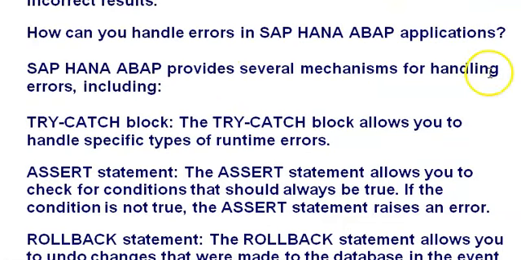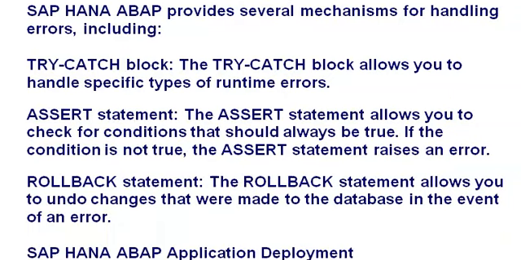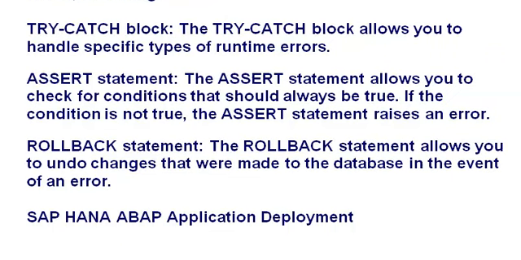Now, how can you handle the errors in SAP HANA web applications? SAP HANA web applications provide several mechanisms for handling errors, including try-catch block. The try-catch block allows you to handle specific types of runtime errors. Assert statement: the assert statement allows you to check for conditions that should always be true. If the condition is not true, the assert statement raises an error. And rollback statements: the rollback statements allow you to undo changes that were made to databases in the event of an error.